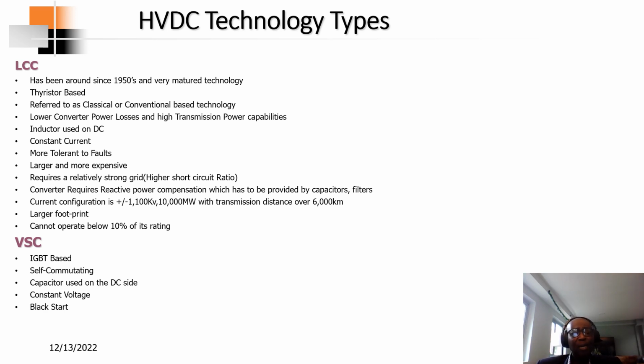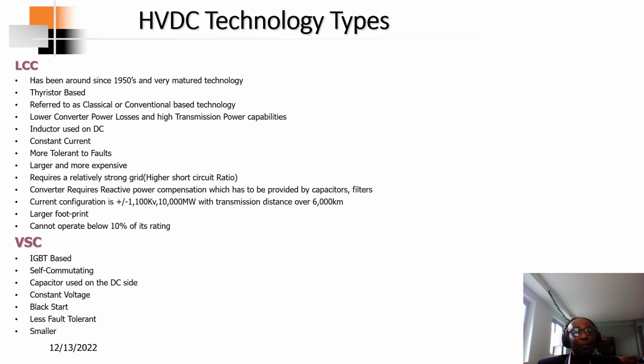It allows black start, and what does it mean? It means that it can provide its own voltage, and that is the reason why it is used in city load centers, basically because of its capability to synthesize its own voltage. It is less fault tolerant, in that it is very vulnerable to faults as compared to current source converters.